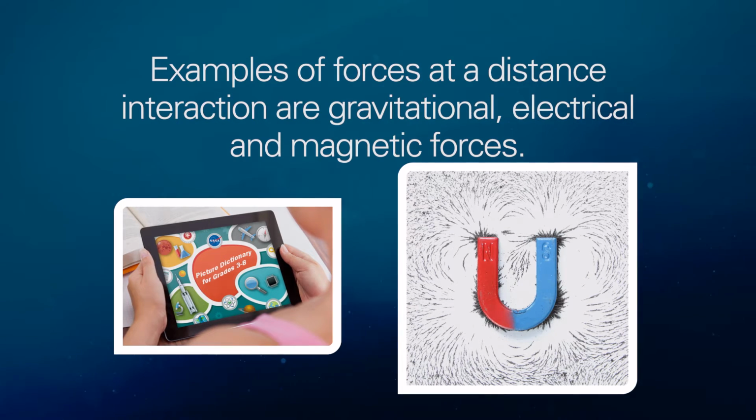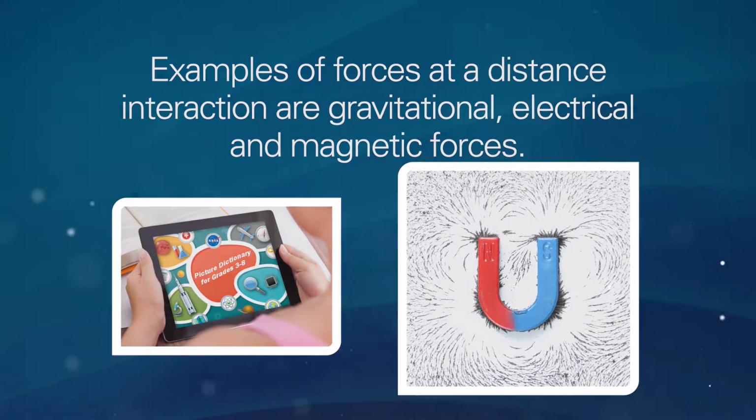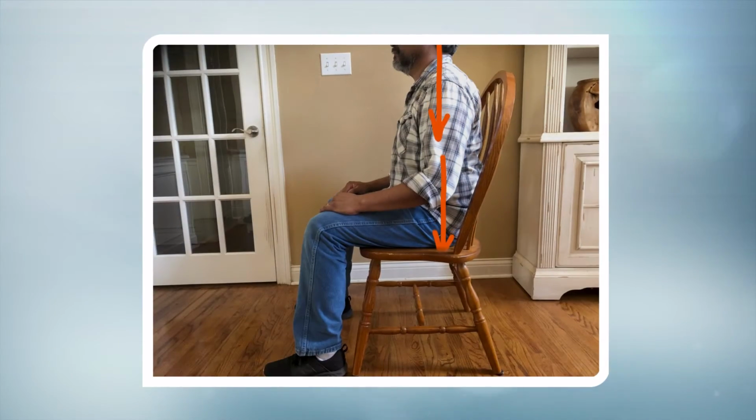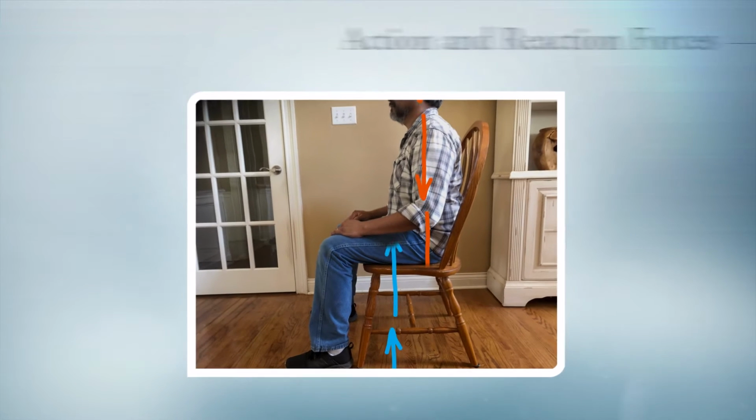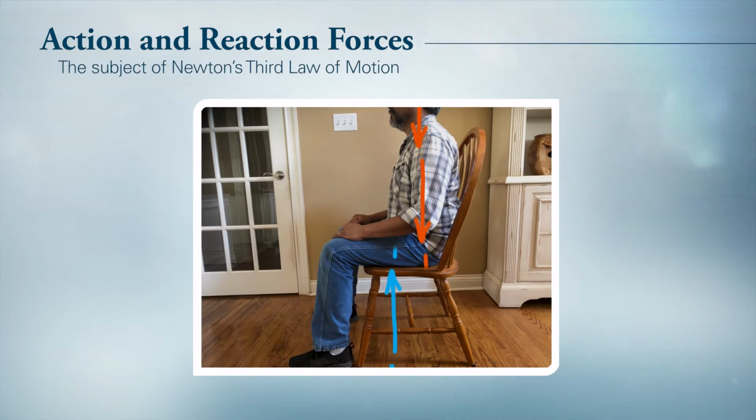According to Newton, whenever objects A and B interact with each other, they exert forces upon each other. When you sit in your chair, your body exerts a downward force on the chair, and the chair exerts an upward force on your body. There are two forces resulting from this interaction, a force on the chair and a force on your body. These two forces are called action and reaction forces and are the subject of Newton's third law of motion.